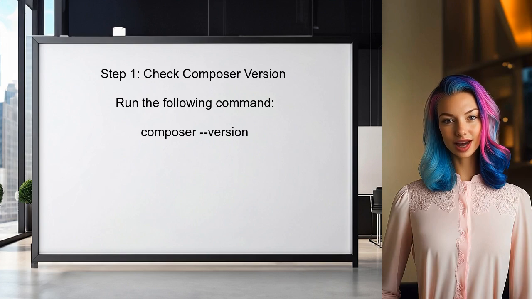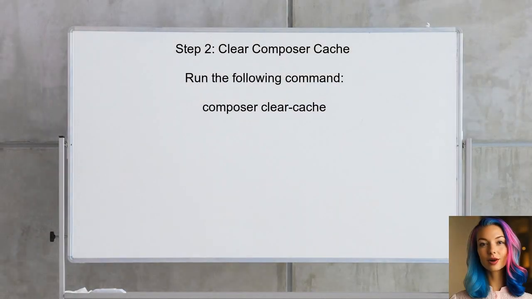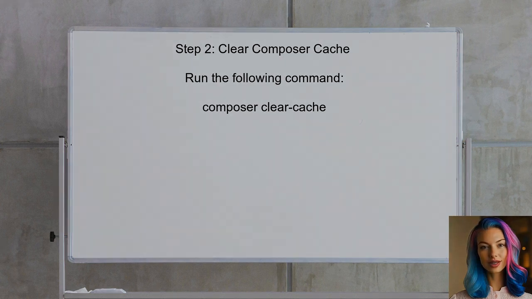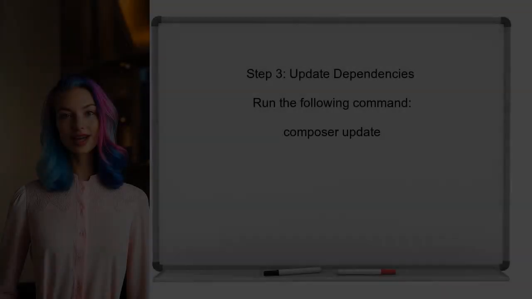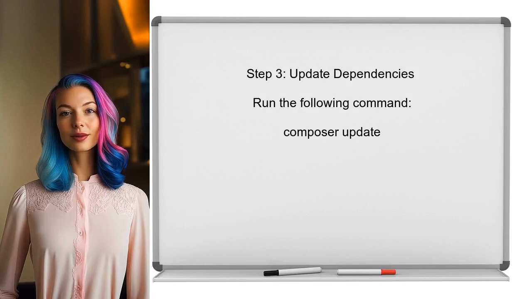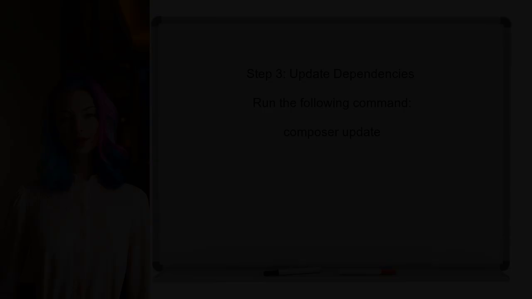To begin resolving the issue with outdated dependencies, the user should first check the current version of Composer. This can be done by running the command composer --version in the terminal. Next, the user should clear the Composer cache. This can help resolve any inconsistencies with the package versions. The command to clear the cache is composer clear-cache. After clearing the cache, the user should try updating the dependencies again. They can do this by running composer update without specifying a package name. This will attempt to update all dependencies.